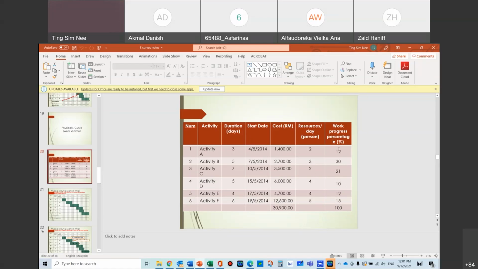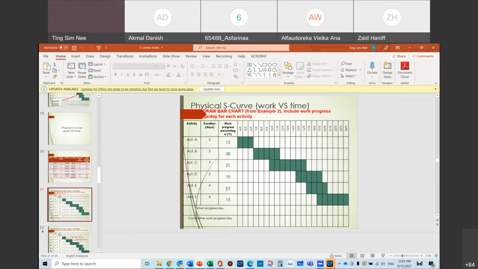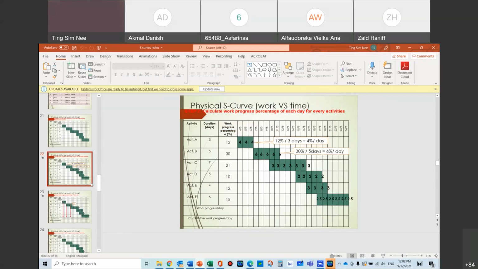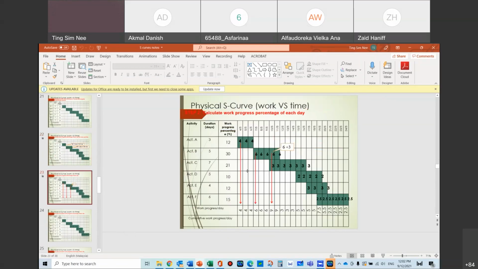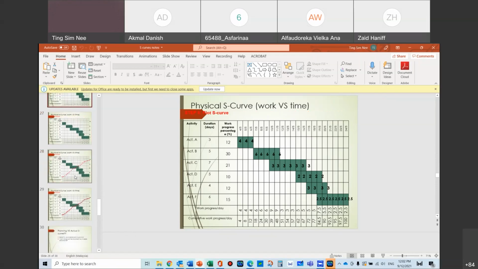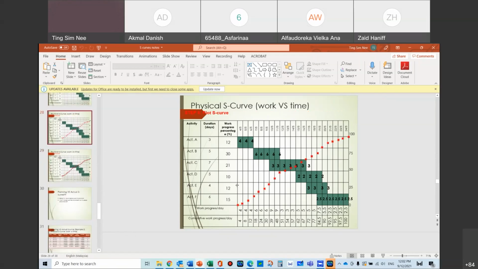So with this percentage here, just like you load it up, 12%, then you take 4%, 4%, 4%, 6%, 6%. Most of the time you can do equal. Distribute it equally, and then you take it and do cumulative, and then you will get a physical S curve. So this is your physical S curve.